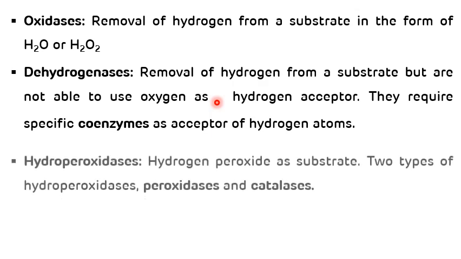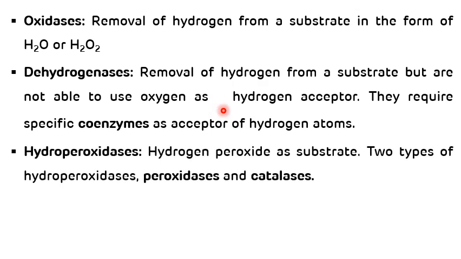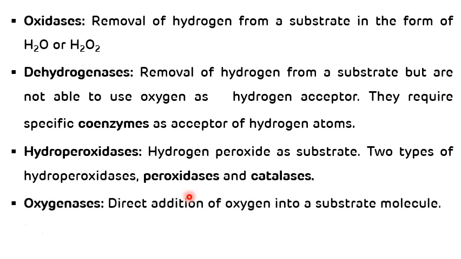Third is the peroxidases. They act on hydrogen peroxide. Hydrogen peroxide acts as a substrate, and two particular types of hydroperoxidases are there: one is the catalases and another is the peroxidases. And the last one is the oxygenases. Oxygenases are involved with the direct addition of oxygen into a substrate molecule. There are two types of oxygenases: monooxygenases and dioxygenases. This is the information related to the enzymes of biological oxidation.